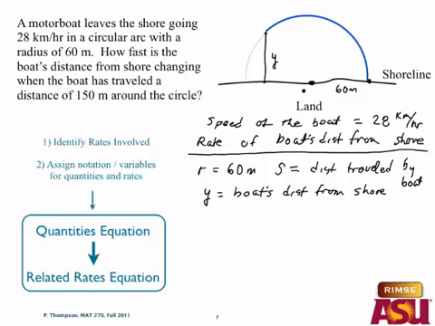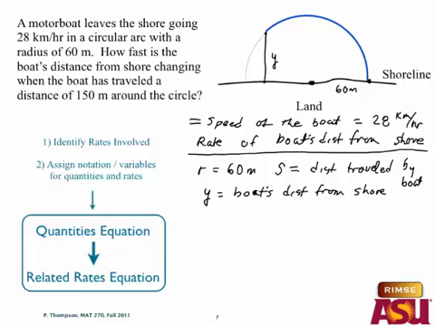Okay, any other quantities that might be helpful here? Well, what about rates? So we have the speed of the boat and the rate of the boat's distance from the shore. How can we use symbols now that we've got these quantities r, s, and y? How can we use symbols to represent these rates? So the speed of the boat, can we symbolize that with our notation that we've learned?